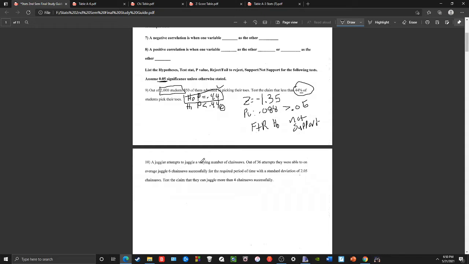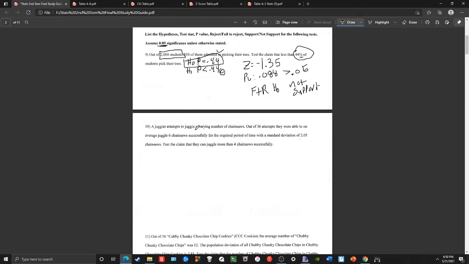This one, a juggler is attempting to juggle some chainsaws. Out of 36 attempts, they were able to, on average, so we're testing an average here, juggle 6 chainsaws with a deviation of 2.05. Now, this is the sample deviation, because this is the deviation that he got. Not of all jugglers, but just him. Test the claim that he can juggle more than 4 chainsaws.